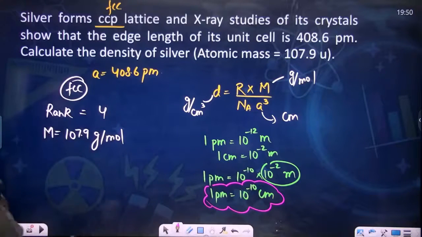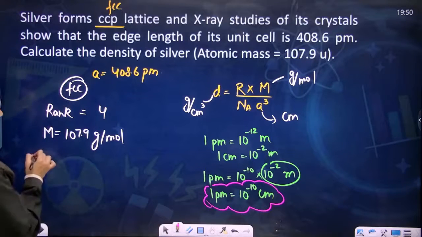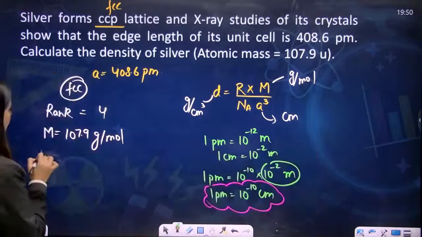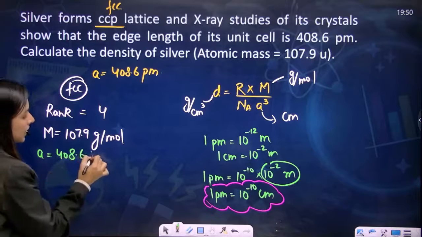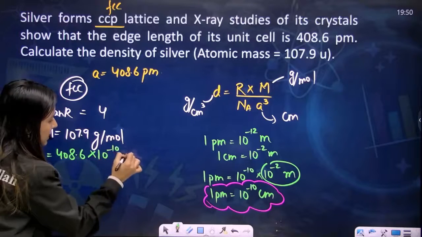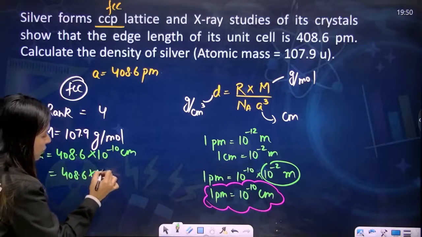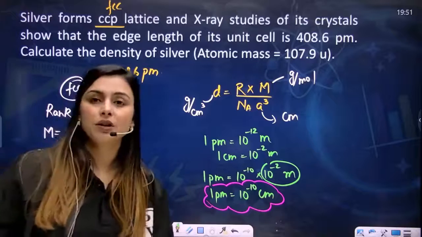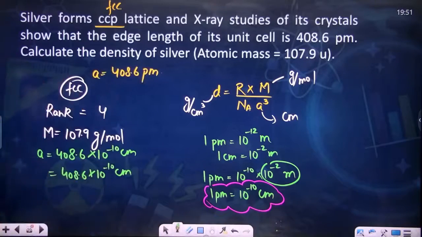Yes. Now, I know that 1 picometer is 10 raised to the power minus 10 centimeters. Then edge length A will be equal to 408.6 into 10 raised to the power minus 10 centimeters. This is how you convert picometer to centimeter. Okay, perfect. I hope you're clear with this.